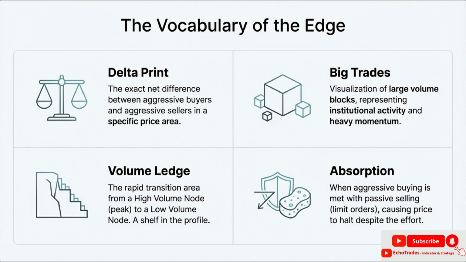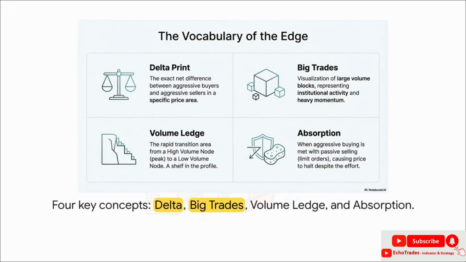A volume ledge, well, think of it like a cliff. It's a spot where interest just drops off, creating a really weak point in the market. And finally, absorption. This is when you see a huge amount of effort to push the price, but it just goes nowhere. It's like someone flooring the gas, but the car is in neutral. That is a massive clue that a reversal could be right around the corner.